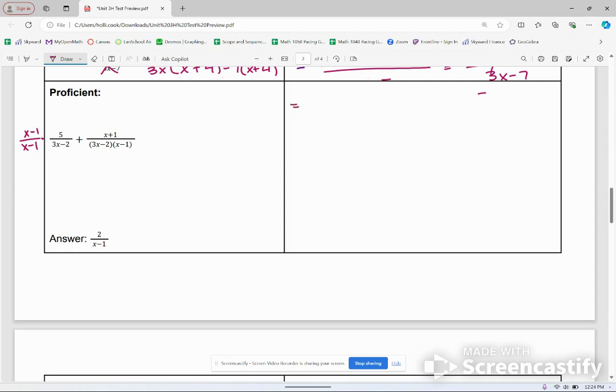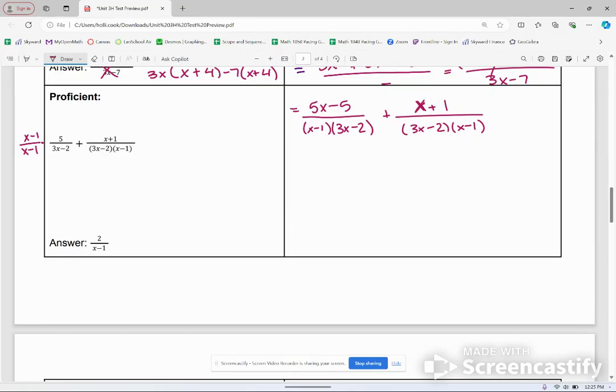So we have 5 times x minus 1 on top. That'll give us 5x minus 5 over, and on the bottom we'll have x minus 1 and 3x minus 2. Then I'll just keep our other one. Now we have a common denominator. It does not matter the order of your 3x and the negative 1. If they're flipped, where the x minus 1 comes first on one and second on the other, that is fine.